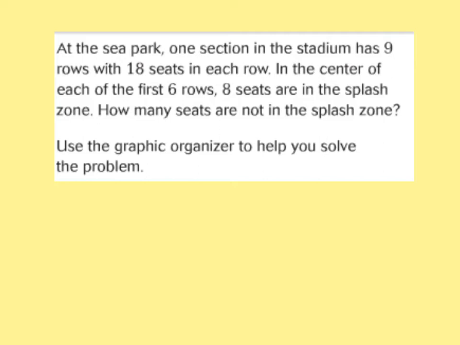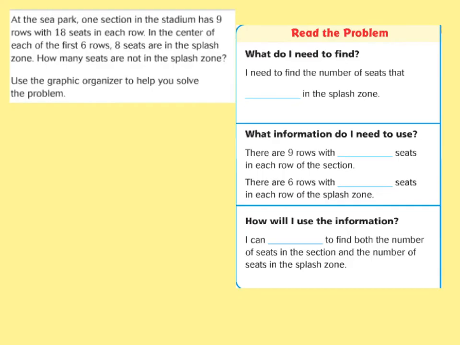So we're going to use a graphic organizer to help us solve this first. We need to figure out what we need to find. First we need to find the number of seats that are not in the splash zone. Let's look at the information we have. There are 9 rows with 18 seats in each row of the section. There are 6 rows with 8 seats that are in the splash zone.